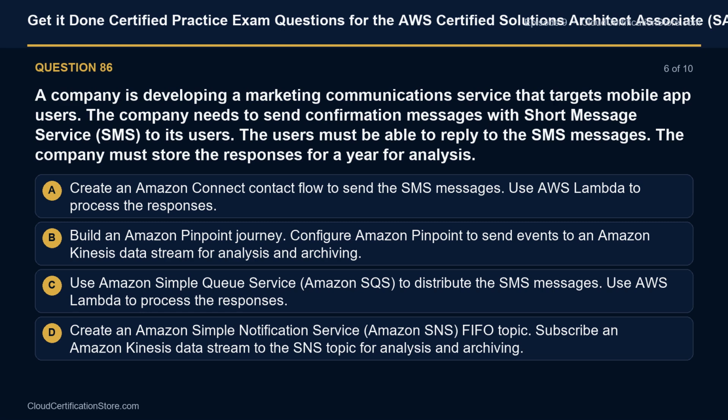Option C. Use Amazon Simple Queue Service, Amazon SQS, to distribute the SMS messages. Use AWS Lambda to process the responses. Option D. Create an Amazon Simple Notification Service, Amazon SNS, FIFO topic. Subscribe an Amazon Kinesis data stream to the SNS topic for analysis and archiving.